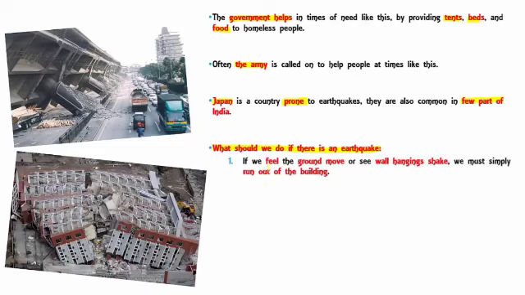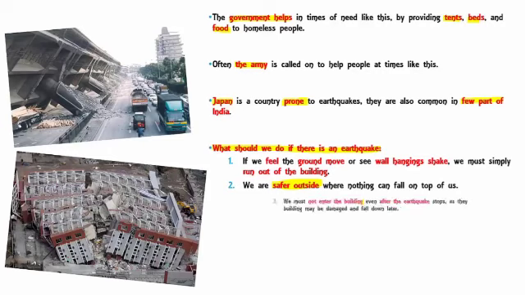The first one is, if you feel that the ground is moving or the wall hangings are shaking by themselves, simply run out of the building. Just run. Because you are a lot safer outside where nothing can fall on your head rather than inside the building when the entire roof can crash on your head. So you're a lot safer out on the street. So the minute you feel something is shaking, just run out of the building.